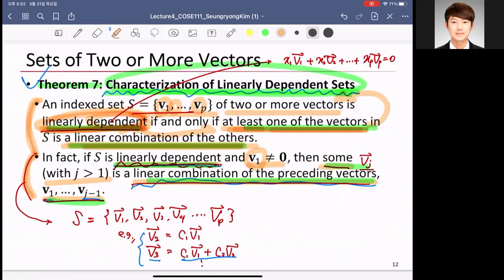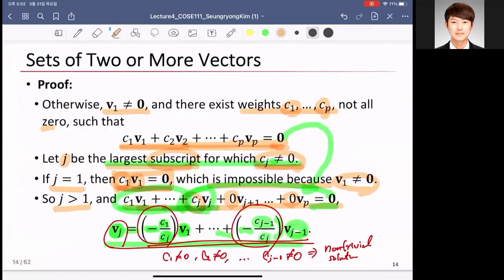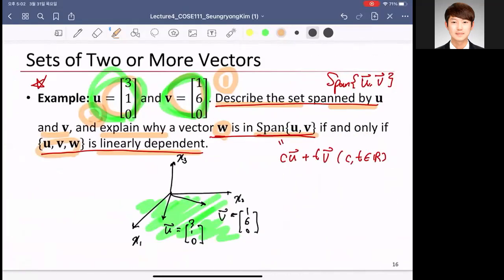We also introduced Theorem 7, the characterization of linearly dependent sets. An indexed set S of two or more vectors is linearly dependent if and only if at least one of the vectors in S is a linear combination of the others, right? We proved this one, and we also discussed one example.